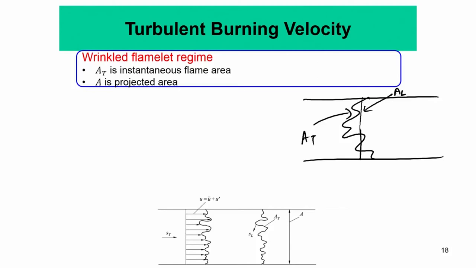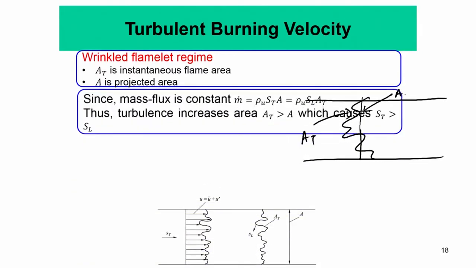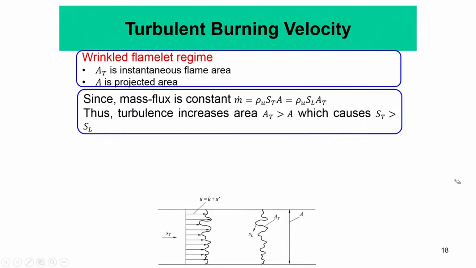It's a cuboid channel in which the flame is propagating. Okay, so then this wrinkled area has the surface area AT. Of course, a wrinkled surface in the same cross section will have much more area than the planar area. So this wrinkled area has a surface area of AT, whereas the planar laminar area AL, or the projected area, has an area A only. So what we can do is find the relationship between ST and SL as a function of AT and A.